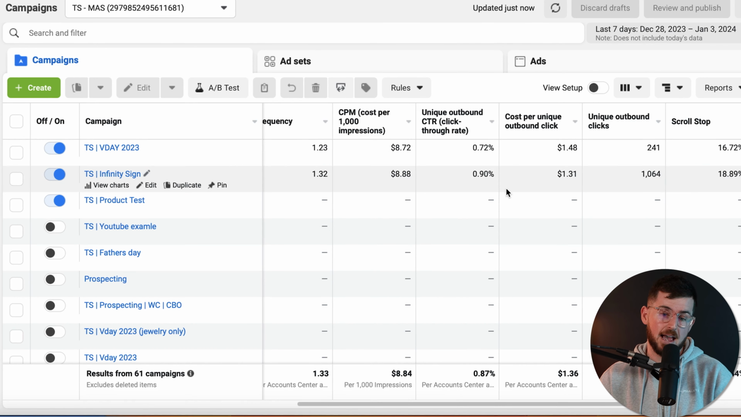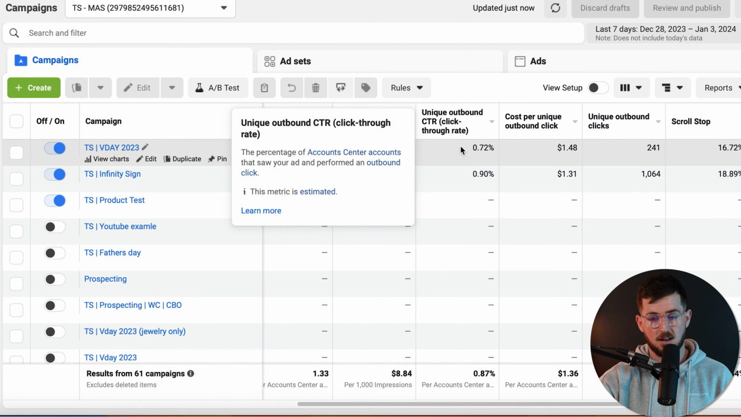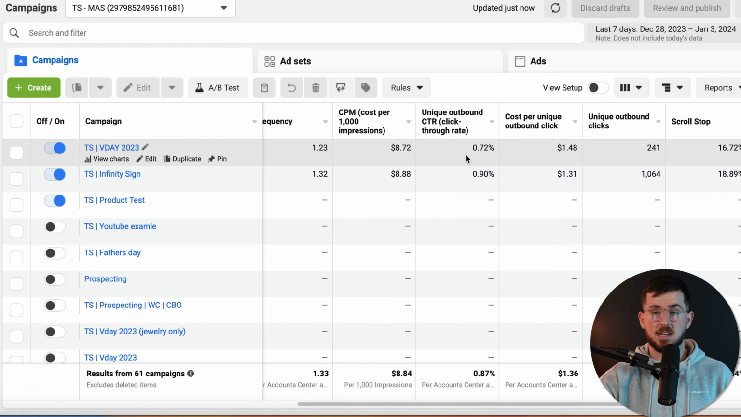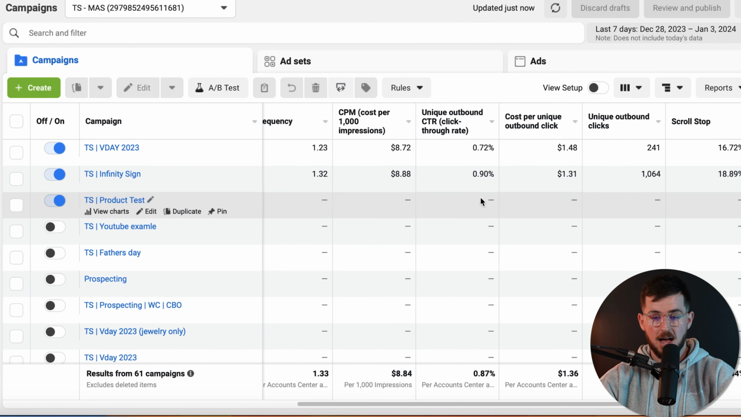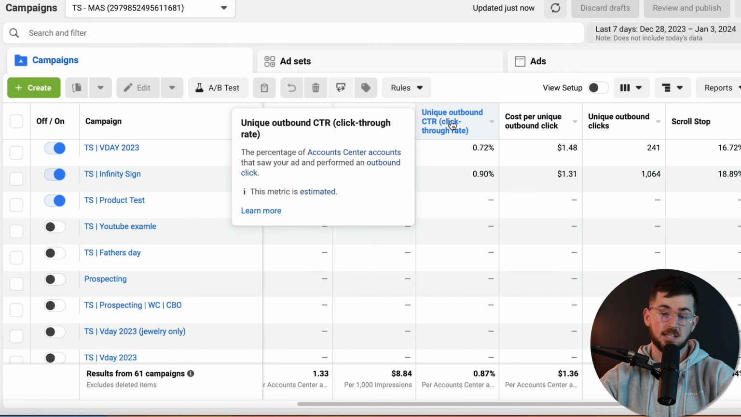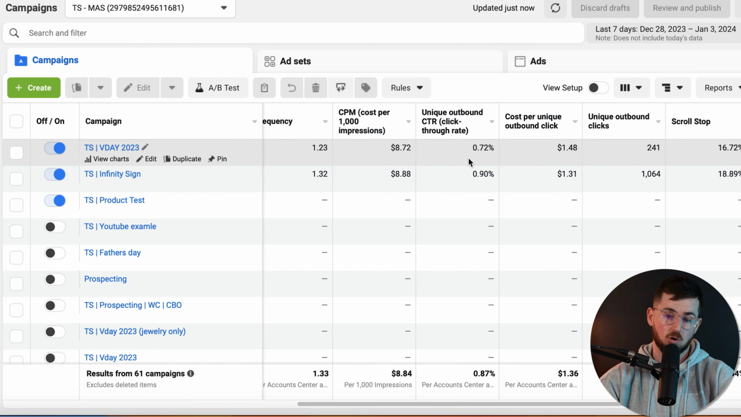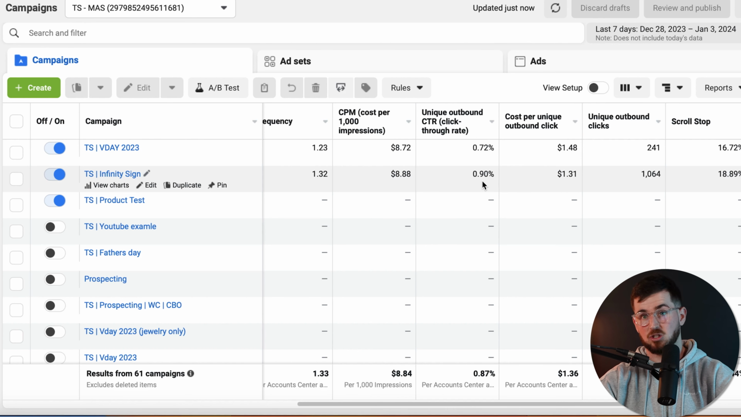The reason why I say it's unique outbound is because outbound means it's taking people off of Facebook. Unique means it's counting per person. So for example, if 5 people click on this ad and it's just a regular click, then it'll count all 5. Or if one person clicks 5 times, it'll count all 5. But if 5 unique people click on it, it's only going to count 1 per person. So that's the difference between unique and just all. And the second thing is we're doing outbound, so it's taking someone off. So it's unique click per outbound, and then it's click-through rate. So what's the percentage of people that are seeing this ad and actually clicking on it?